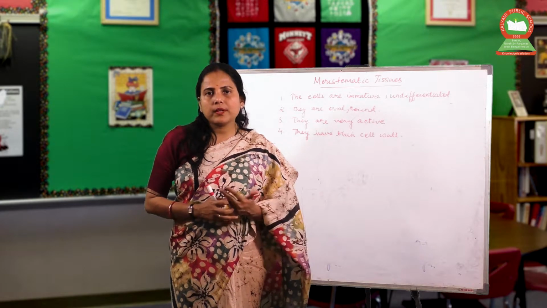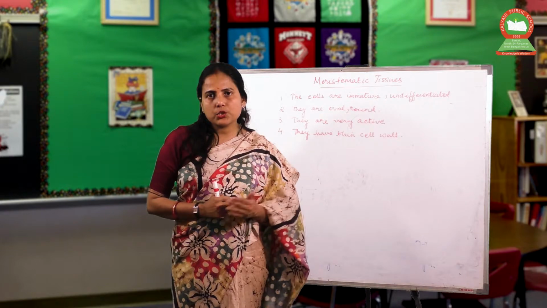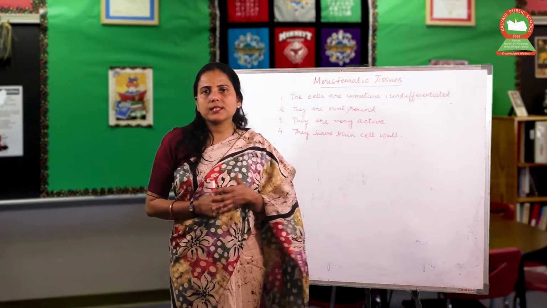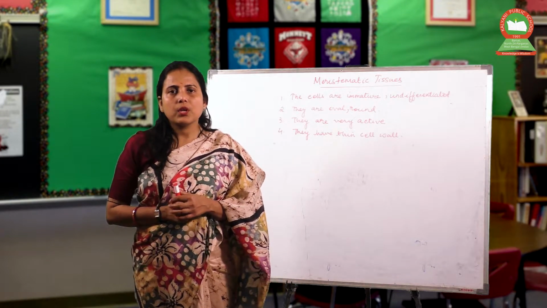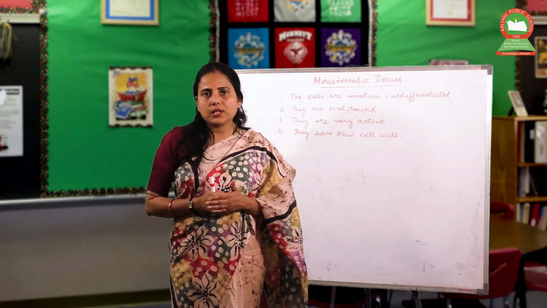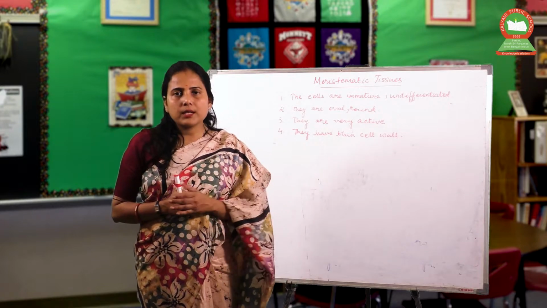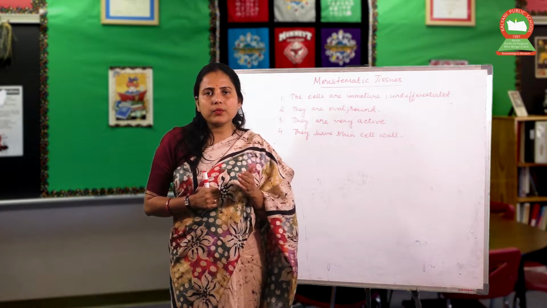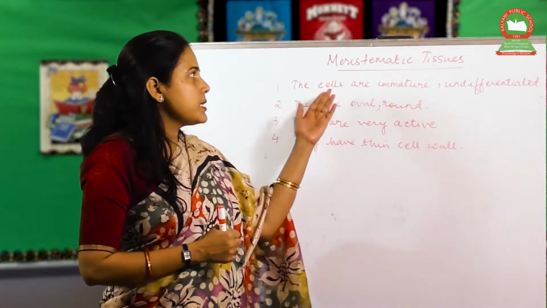In the previous chapter we had learnt what a tissue is, and we have classified the tissues into two categories, that is the plant tissue and the animal tissue. Now today we are going to discuss the plant tissues in detail. The plant tissues begin with the tissue called the meristematic tissue.